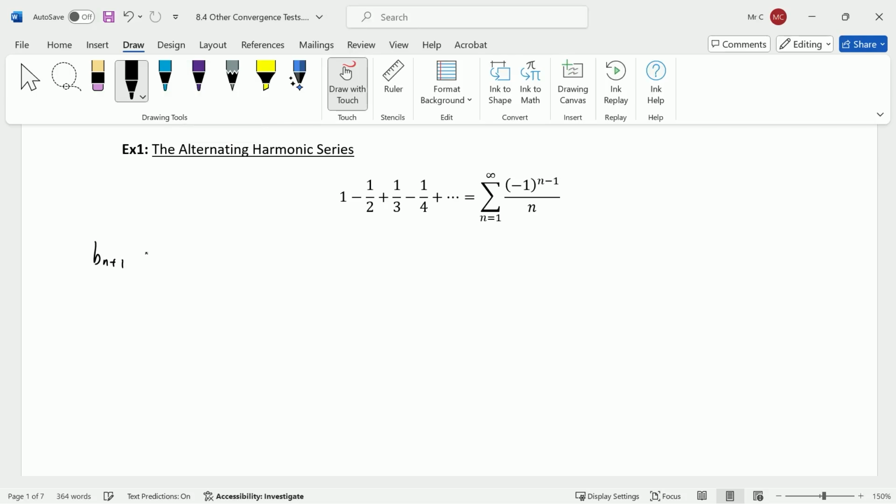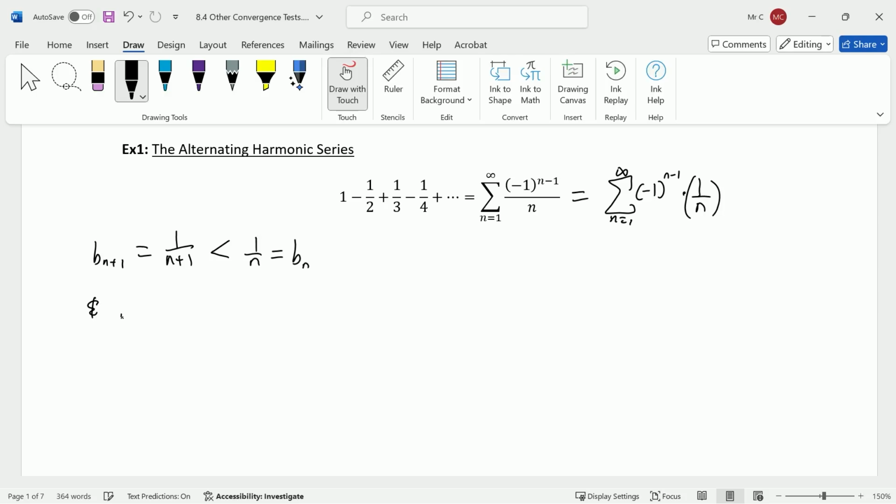So b sub n plus 1, what's b sub n? Well, I'll rewrite the series slightly. b sub n is always the rest of the term inside the series that isn't the alternating portion. So in this case, b sub n is the 1 over n part. So b sub n plus 1 is 1 over n plus 1. And if I compare this to b sub n, which is 1 over n, of course, a smaller denominator is a bigger number. So b sub n plus 1 is always smaller than b sub n. So we've got that b sub n is decreasing.